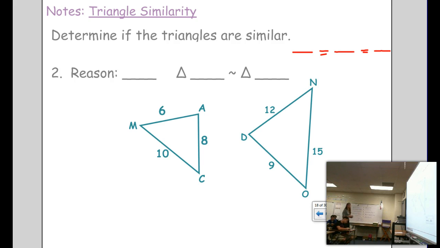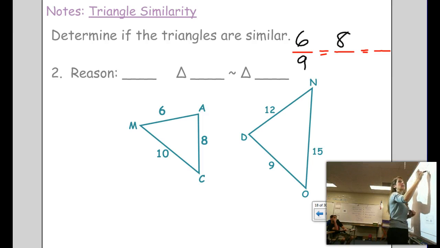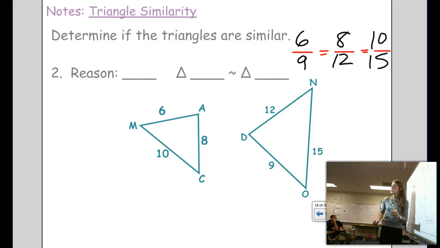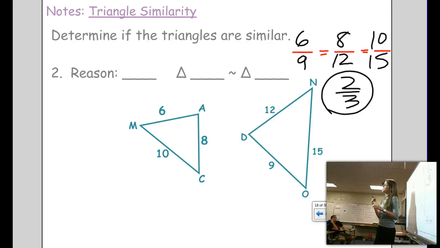Jeanette, can you tell me what proportion you set up? 6 is to 9, very good, as 8 is to 12, as 10 is to 15. When you reduce all of these, Austin, what number did you come up with every time? 2/3. They all reduce to 2/3. Scale factor's 3/2, not 2/3, but they all reduce to 2/3. So we would say these are guilty of being similar by side, side, side, squiggly.